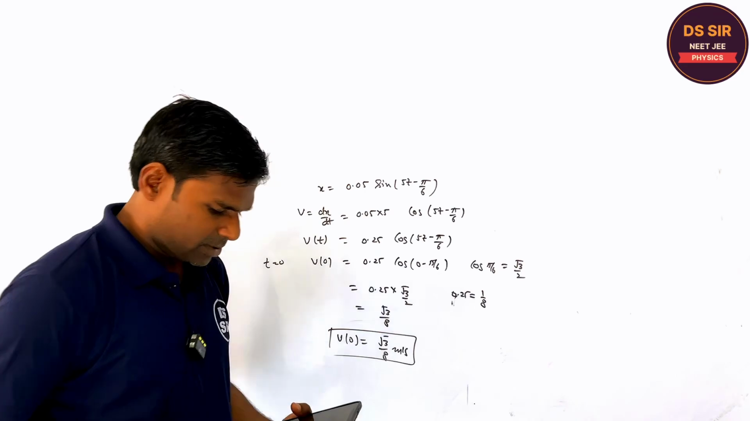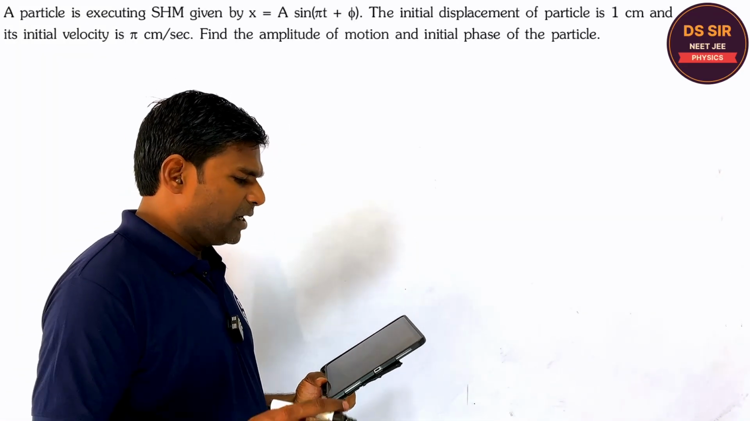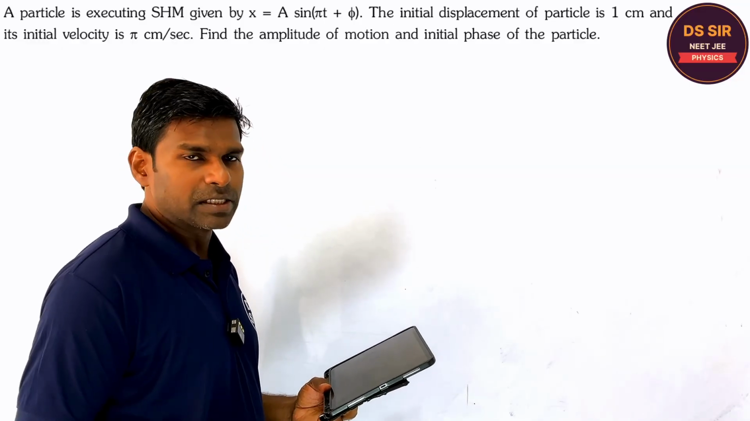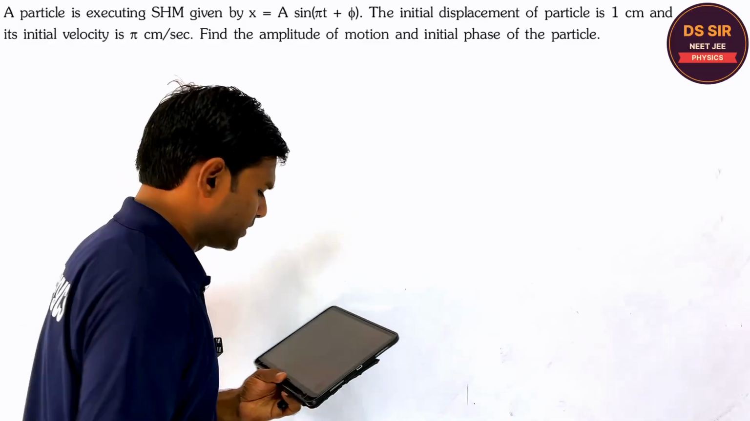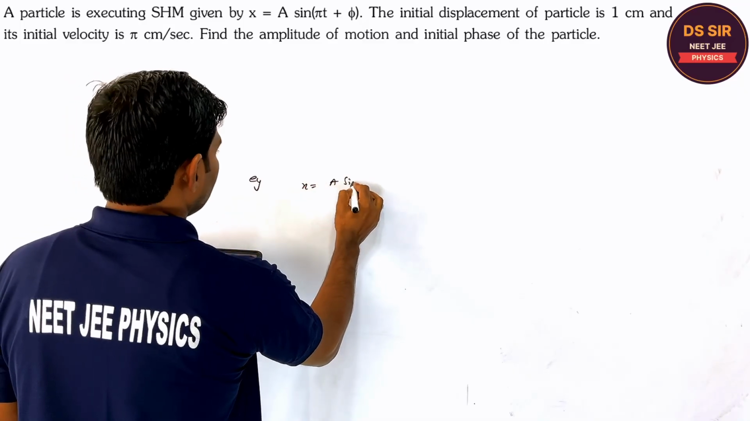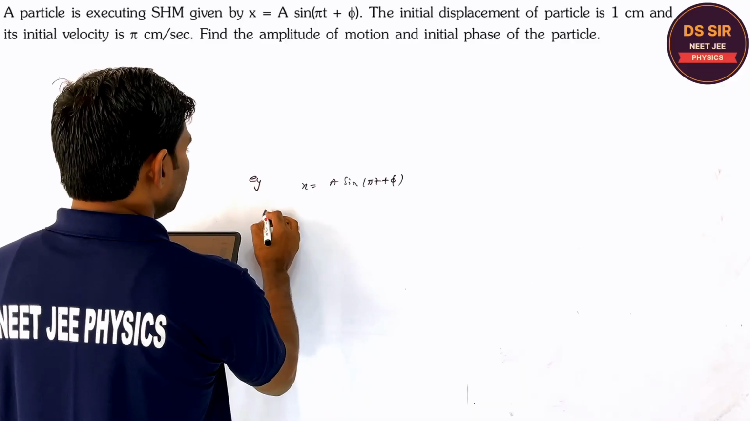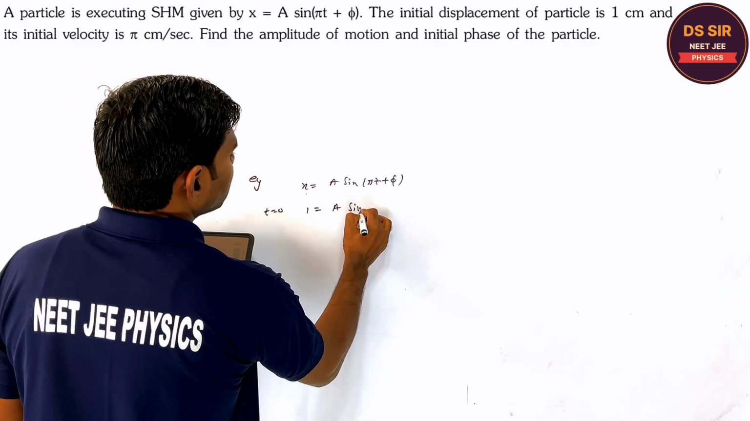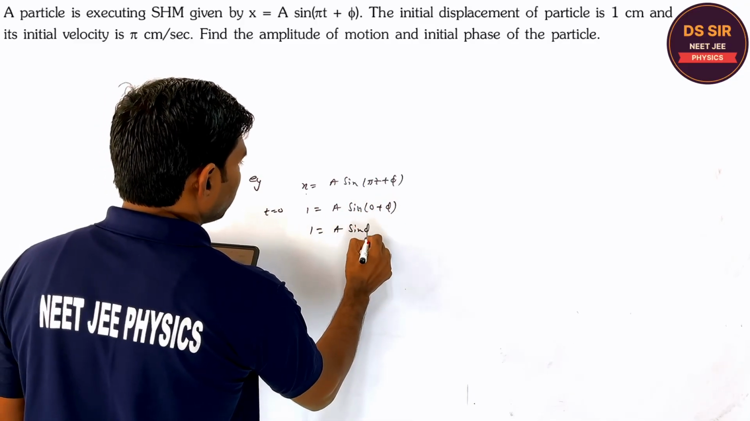Right? Copy this. So in this question, a particle executing SHM, the equation is given, and the initial displacement of the particle is 1 centimeter and initial velocity is pi centimeter per second. You have to find the amplitude and the initial phase. Right. So in this case, x is equal to a sine pi t plus phi. Right. Initial displacement means at t is equal to 0, the displacement is 1 centimeter. a sine 0 plus phi. So 1 is equal to a sine phi. This is the one thing.